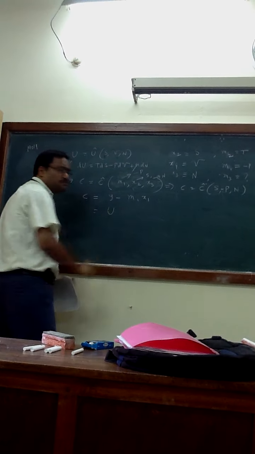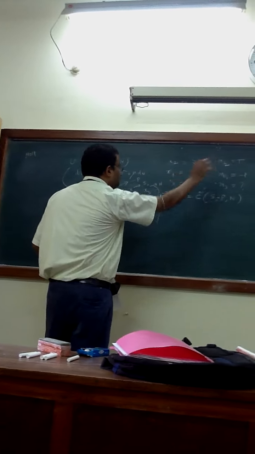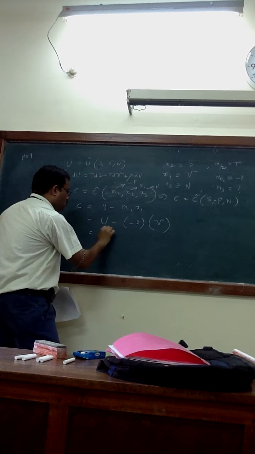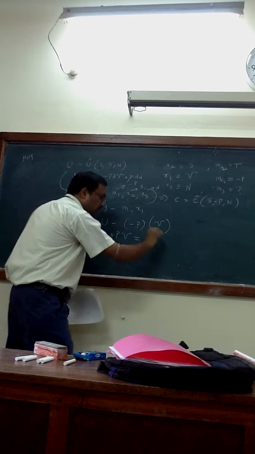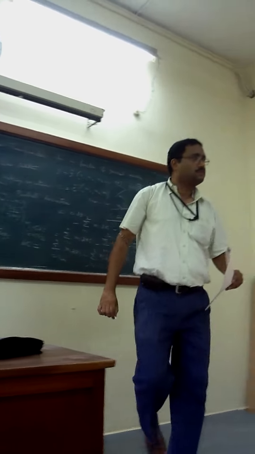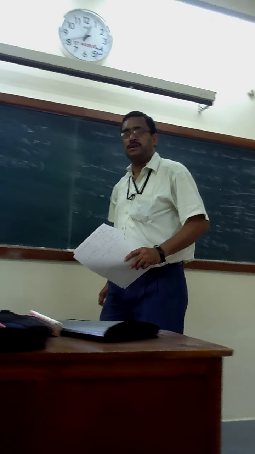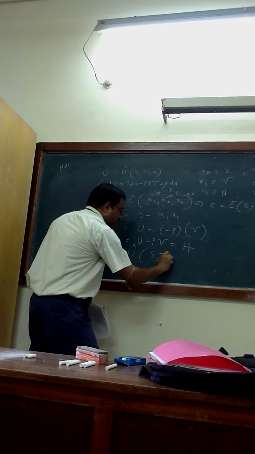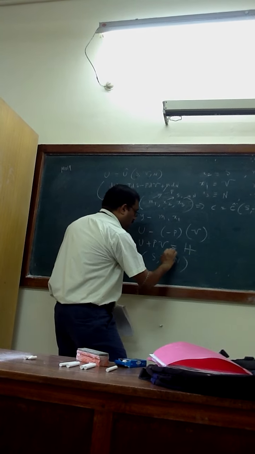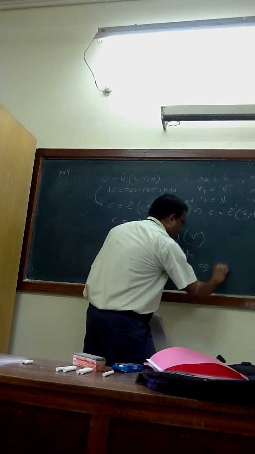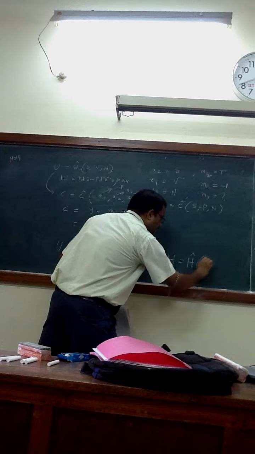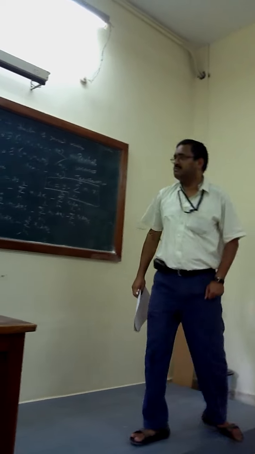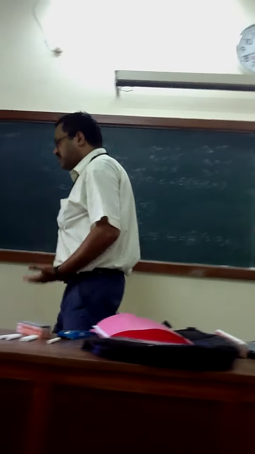Y is what? U. M1 is what? Minus P. X1 is? U plus PV, which is H. That's the derivation: enthalpy. So H equals U plus PV. That means if U is a function of S, V, N and you change V to minus P, you get the C function as H, a function of S, P, N. So enthalpy is a consequence of Legendre transformation.